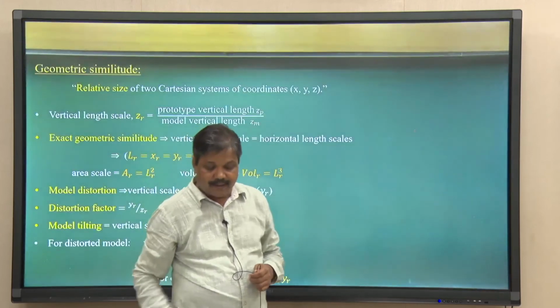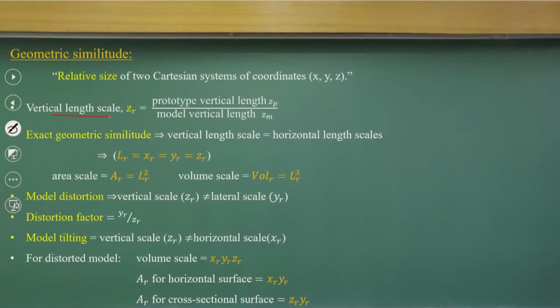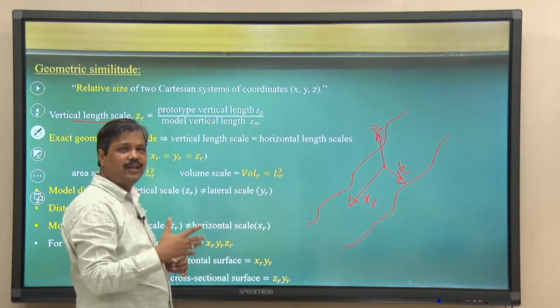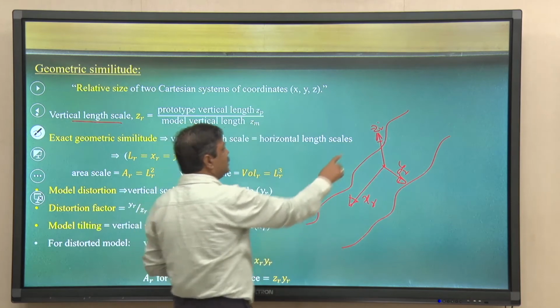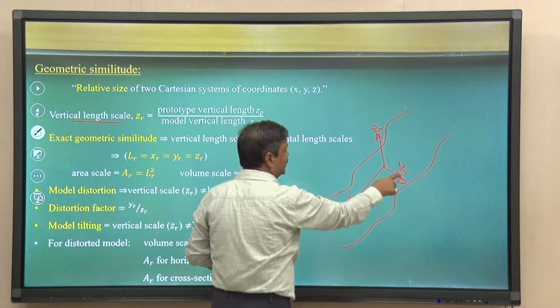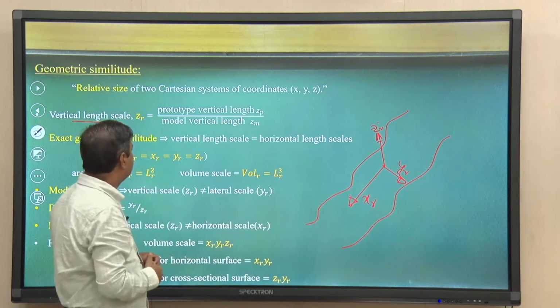Now, as I said, the vertical scale is ZR. Basically, any model you build is in 3 dimensions. You have XR, you have ZR, which is the vertical direction, and YR. If you want to do a 3 dimensional model, then you need to look at all these components: ZR, YR, XR. Z is the vertical ratio, Y is the lateral ratio, and XR is the longitudinal length ratio, the ratio in the longitudinal direction.